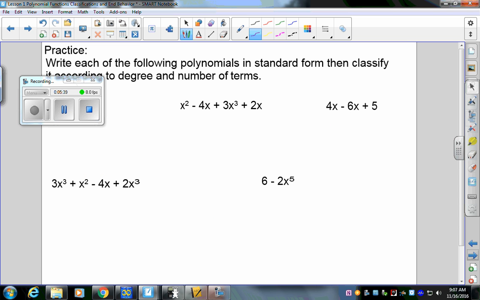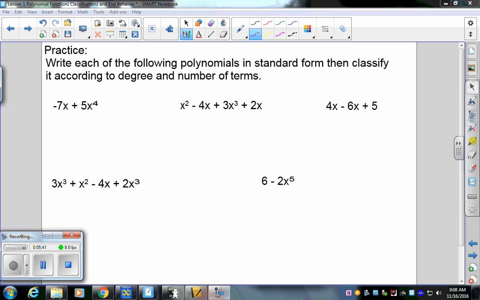All right, so what we need to do now is practice. Let's write each of the polynomials in standard form, then classify it according to the degree and number of terms. So you're going to rearrange it so you're going highest exponent on the left down to lowest exponent on the right. Tell me the degree, and then tell me the number of terms. Okay, so pause the video and I want you to try this on your own, okay? I'm going to pause it and do it too so that when you press play again, the information will be on the screen, so please pause. Yes, I'm talking to you. Pause the video.